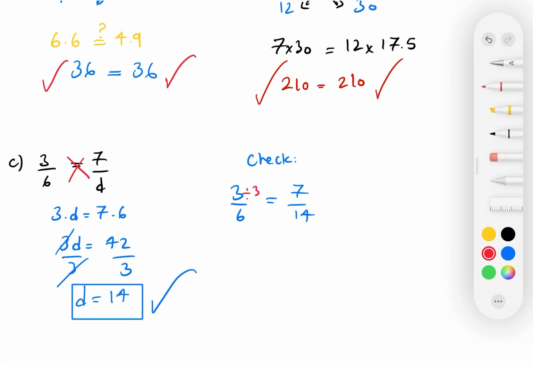This fraction is divisible by 3. The other ratio is also divisible by 7. So you will get 1 over 2 is equal to 7 over 14. Obviously, it's just a half, but I did it so that you guys understand what I mean, it's 1 over 2. So as you can see, both sides are equal to each other, which does indeed mean that your answer is 14.